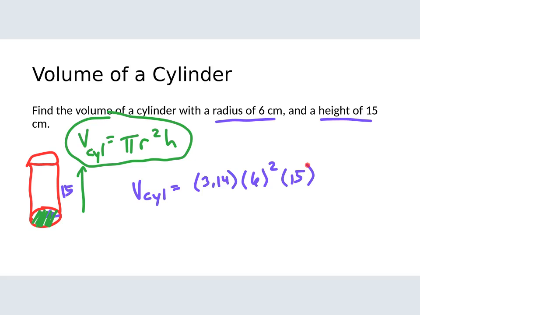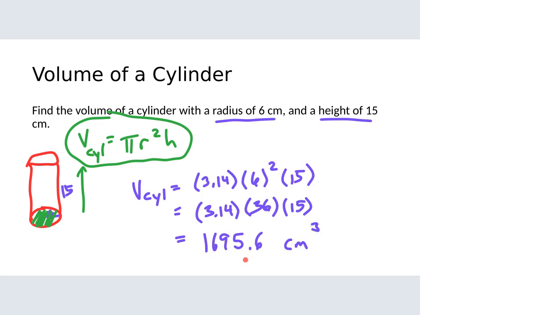Be careful with order of operations here. Remember, we do exponents before we multiply. So we're going to do that exponent first and have 6 times 6 is 36. And now we just need to multiply those things together. 3.14 times 36 times 15, 1,695.6. These are centimeters. It's volume, so they'd be cubic centimeters, but our answer is just the number right there.